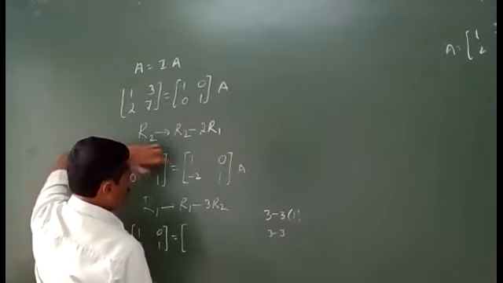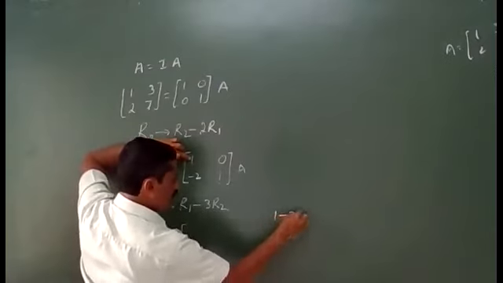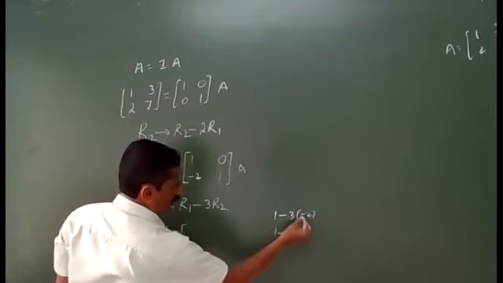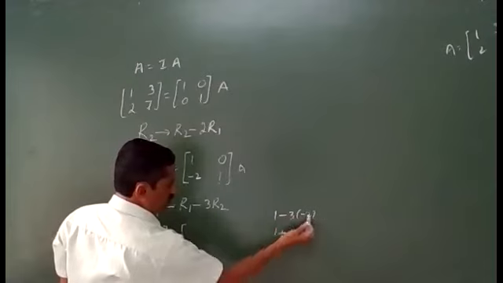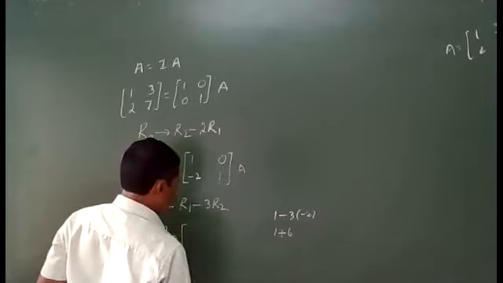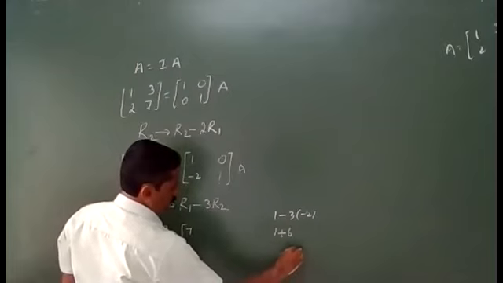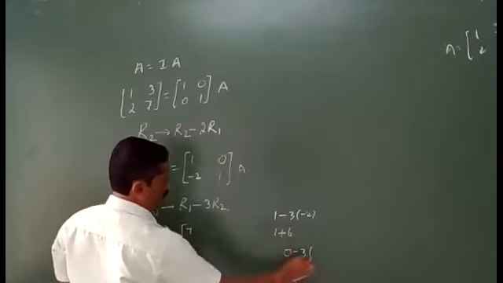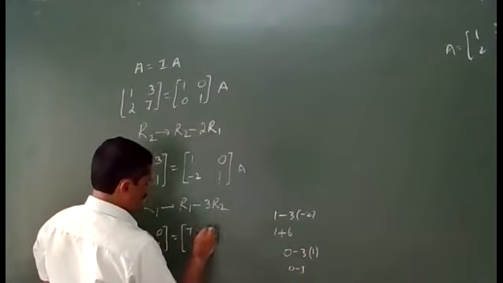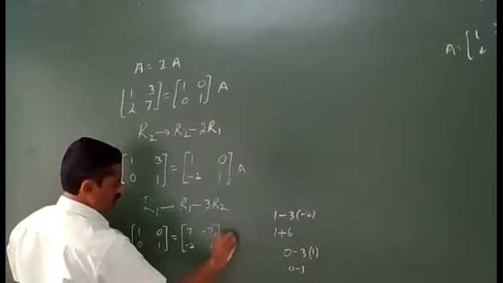Apply the same transformation here. So here we have R1, what is R1? 1, minus 3 times its corresponding value, we have minus 2. Here minus and minus becomes plus. So 3 into 2, we have 6. What is 6 plus 1? We have 7. That is 7. Next, come here. We have 0 minus 3 times its corresponding value, we have 1. So that is 0 minus 3, that is minus 3. Now write this as it is: minus 2, 1.